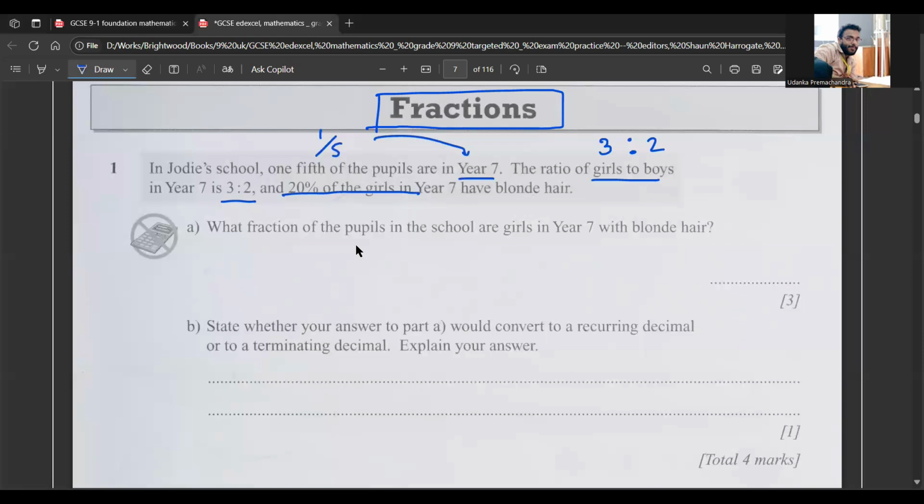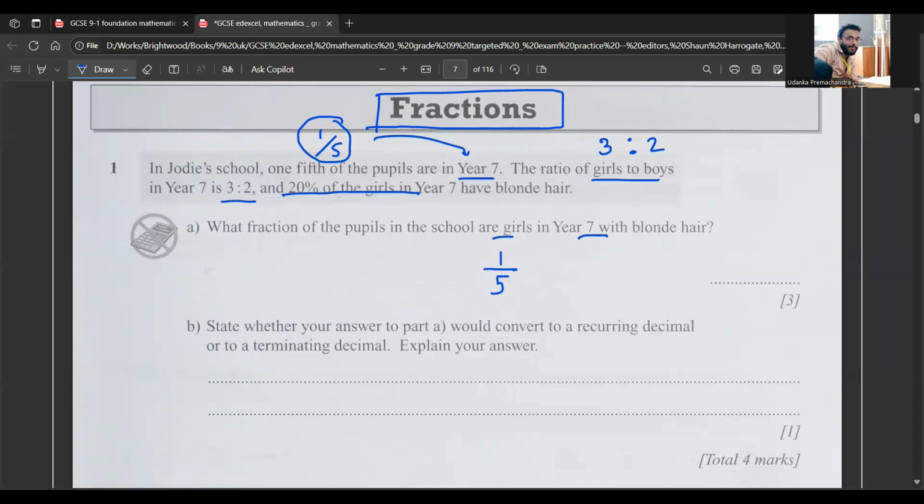Something different, okay? What fraction? Look at it. What fraction of the pupils in the school are girls in year 7 with blonde hair? There should be all the conditions. First of all, the fraction of year 7 is what? It is 1/5. Is that clear? The fraction of year 7 is 1/5.